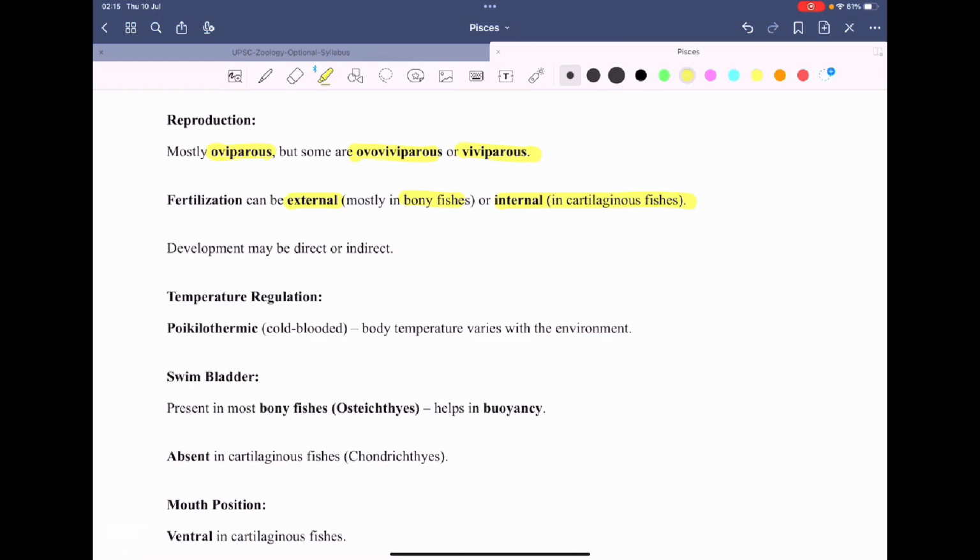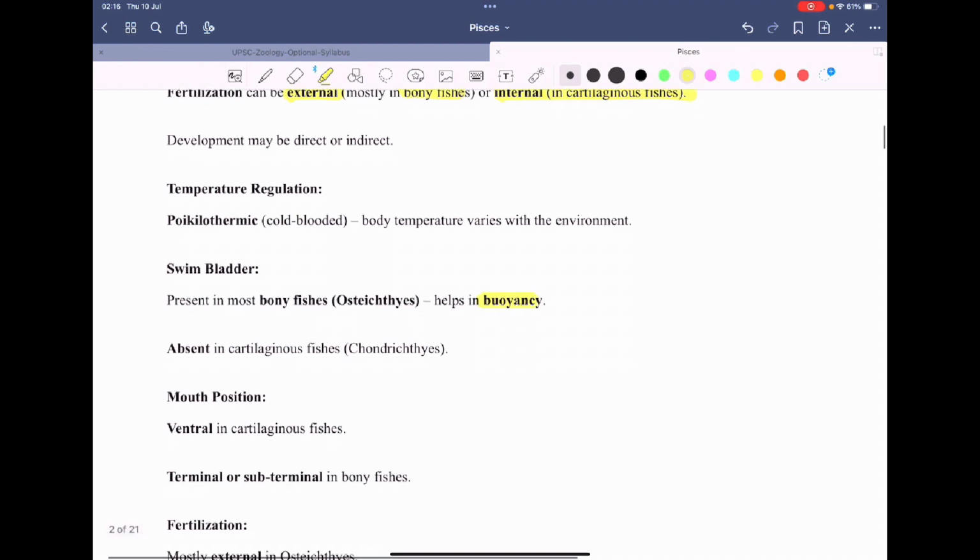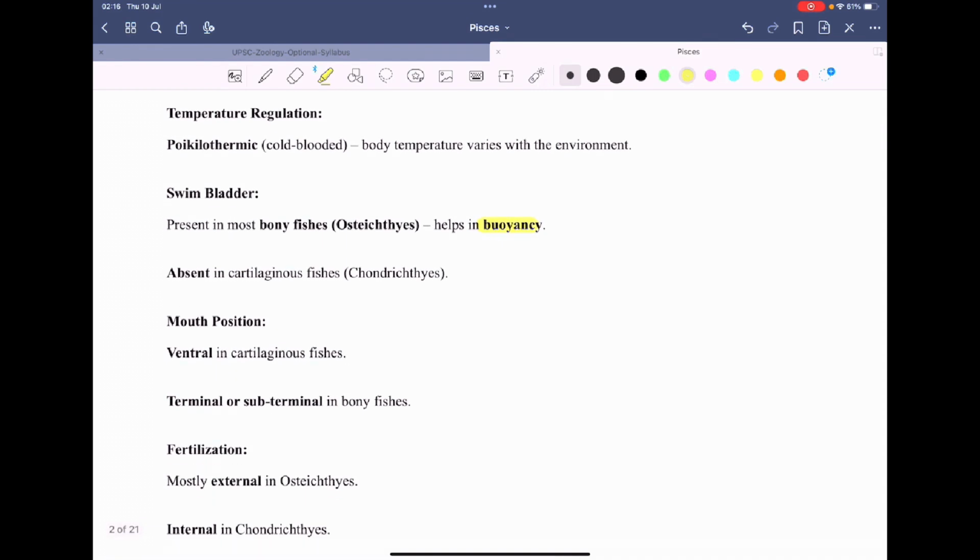And the temperature regulation, they are cold-blooded organisms, that is poikilothermic. They cannot regulate their own body temperature, so it varies according to environment. If the water is cold, their body will be cold. Most of the bony fishes have the swim bladder in order to maintain the buoyancy, so that they can float in water, and it is absent in the chondrichthyes.